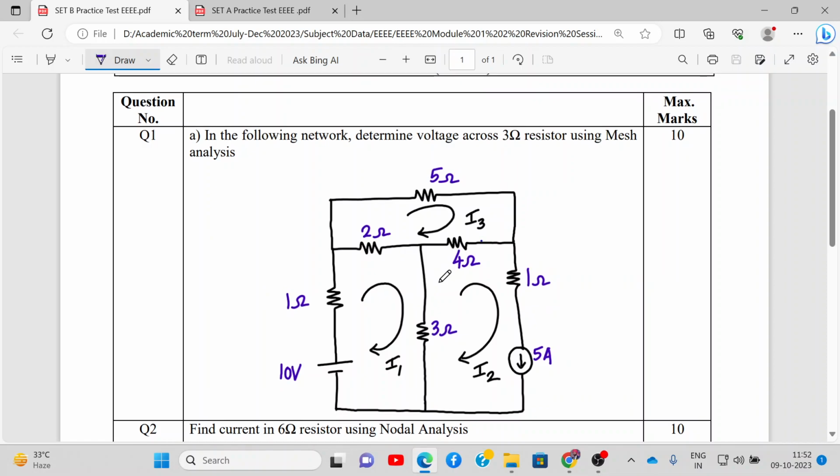So let's begin. Question number 1A is asked for 10 marks, and the question reads as, in the following network, determine the voltage across 3 ohm resistance using mesh analysis.